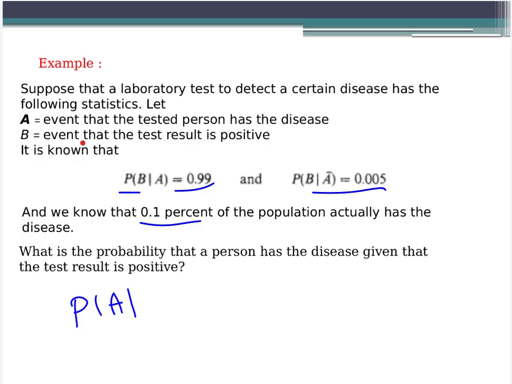the test result is positive. So, in this example, we should calculate this probability, A given B. We don't have this probability directly from the example. We have the probability of B given A, and the probability of B given A bar. We don't have the probability of A given B.